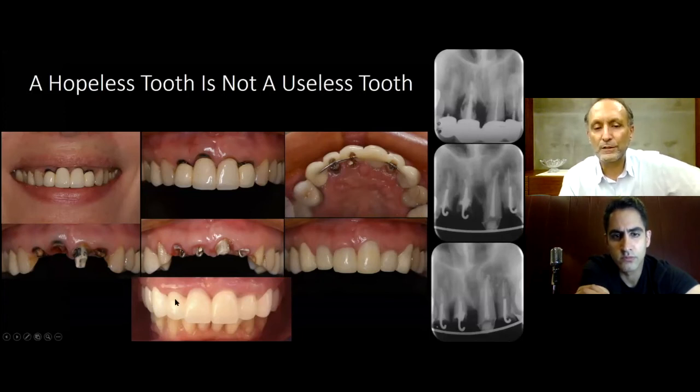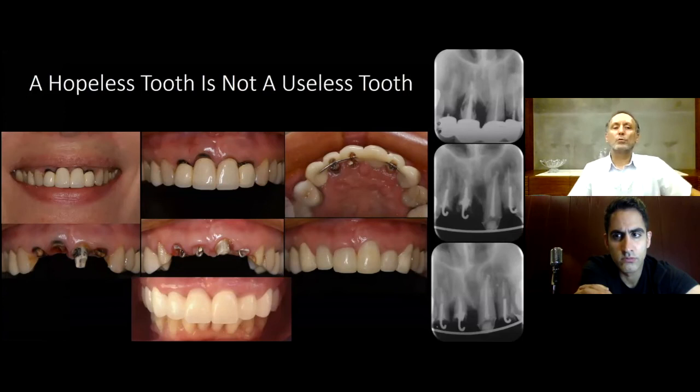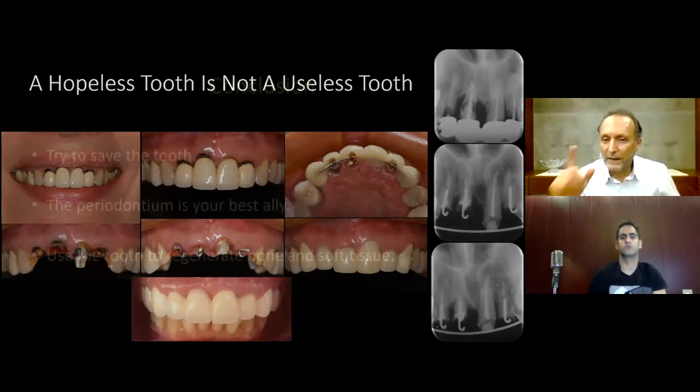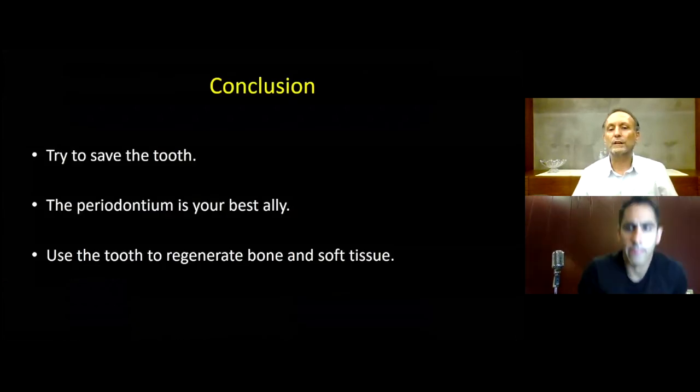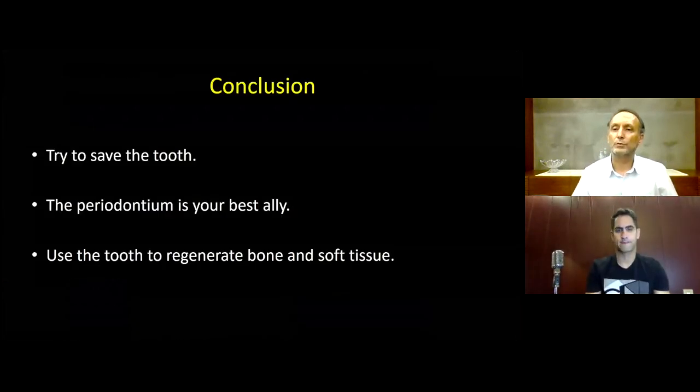Unfortunately, this was not my bridge. This is the prosthodontist's bridge. The referring prosthodontist could have done with less on the gingiva, and we would have had a very nice result. In conclusion, try to save the tooth. The periodontium is your best ally. Use the tooth to regenerate bone and soft tissue.